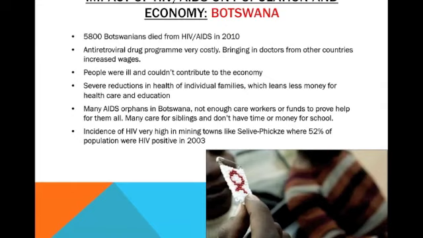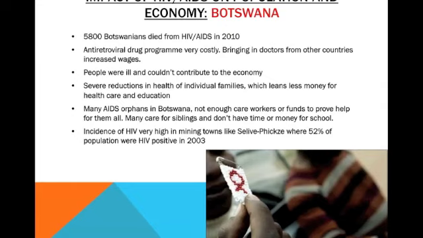Okay, so the impact of HIV/AIDS on the population and the economy. Well, in Botswana, 5,800 people died from HIV/AIDS in 2010. And so that's obviously an effect on the population, an impact. Then, on the economy, let's look at the economic effect.